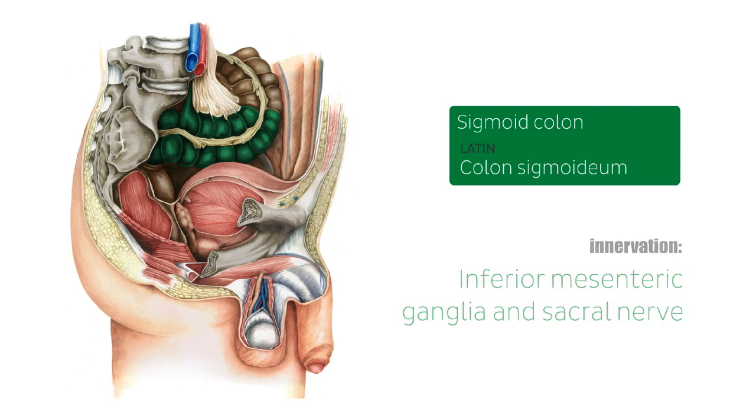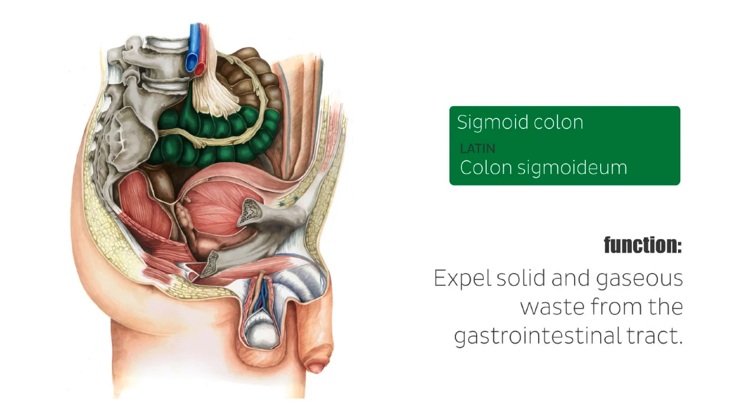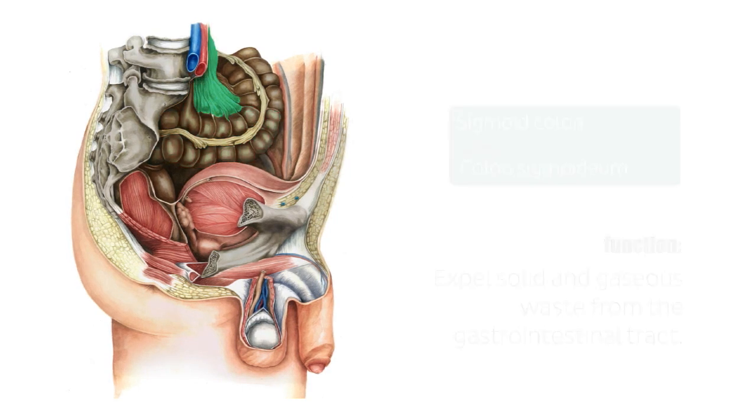There is also a role or a function associated to this structure, and its function is to expel solid and gaseous waste from the gastrointestinal tract. The curving path that it takes towards the anus allows it to store gas in the superior arched portion, enabling the colon to expel gas without excreting feces simultaneously. We are ready now to move on to the next structure that we're highlighting.